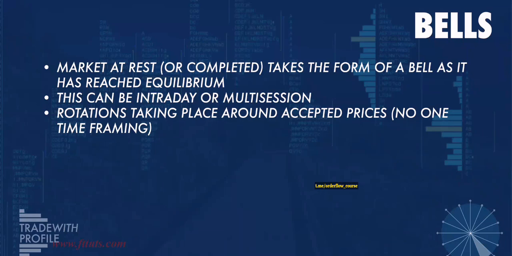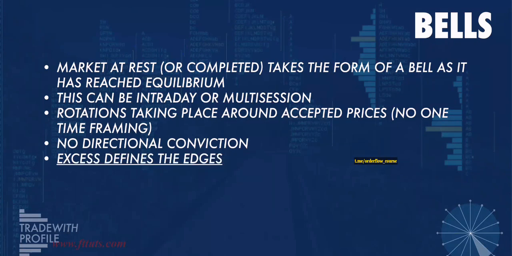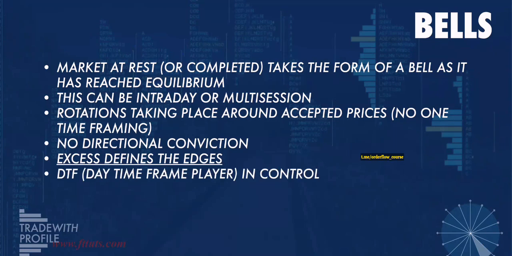One time framing meaning that each subsequent 30-minute period we're getting either a higher high and a higher low, or a lower low and a lower high. When you're in this behavior, there's no directional conviction. We're sideways, we're developing. Excess defines the edges, and this is an area where we say that the day time frame player is in control.